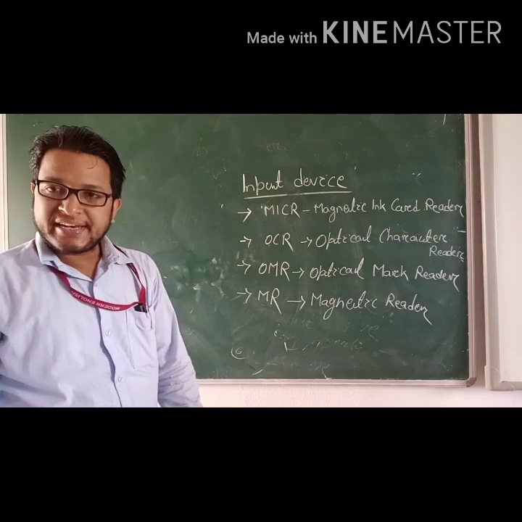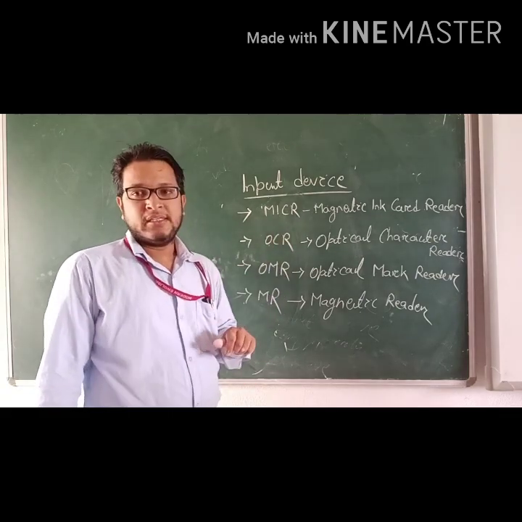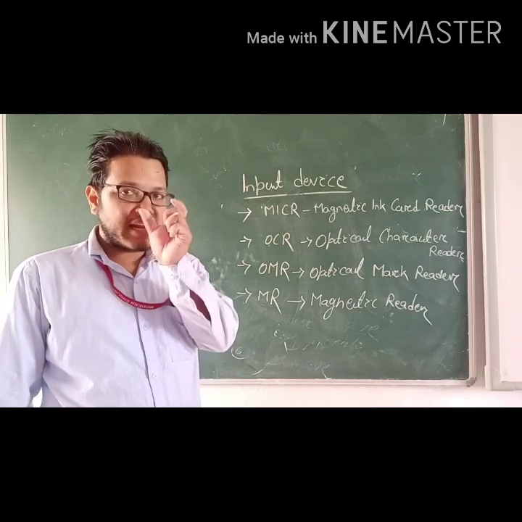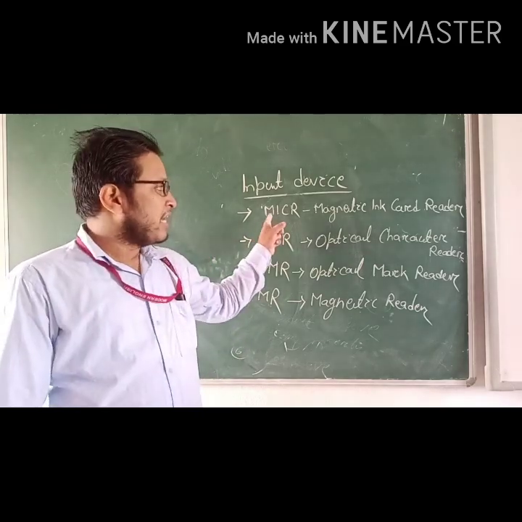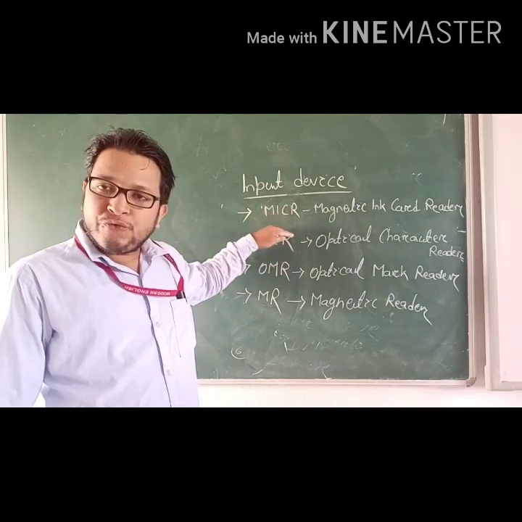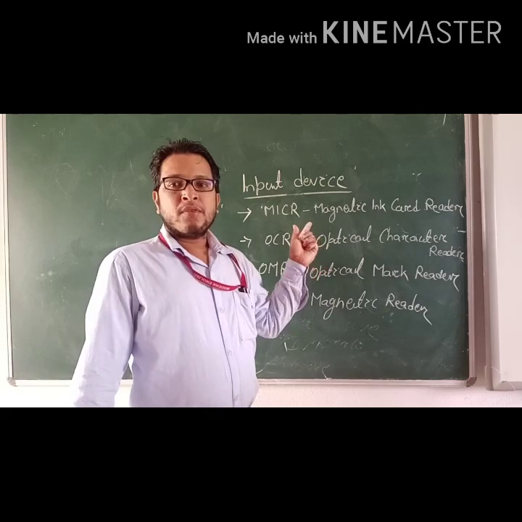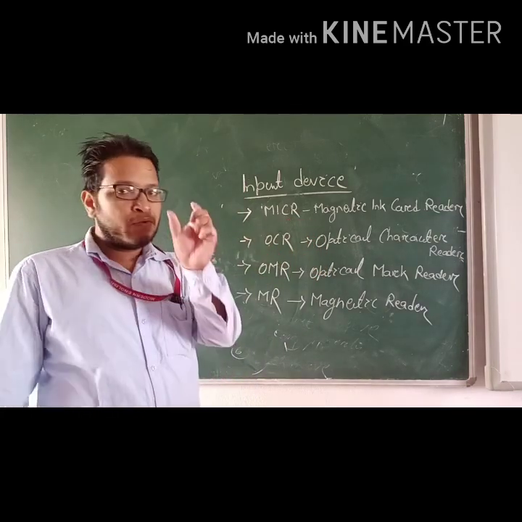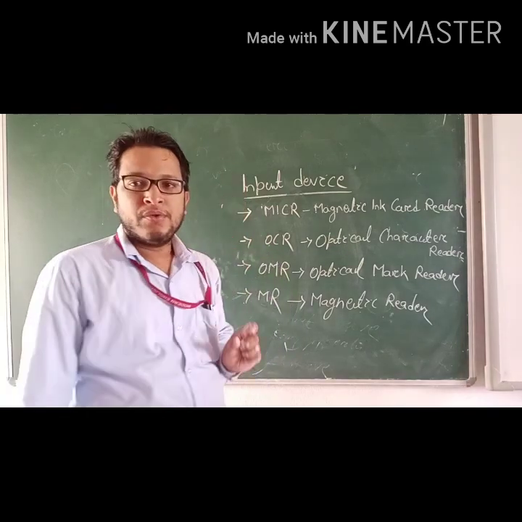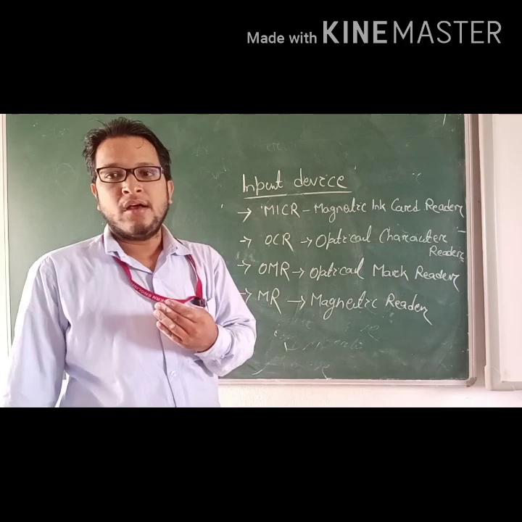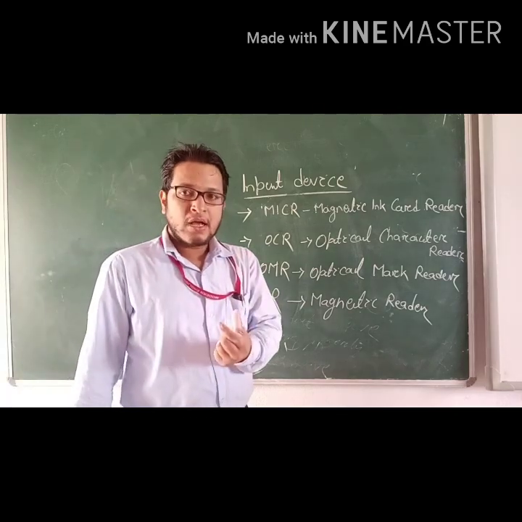First of all, the magnetic ink card reader. This is also one type of input device, in which magnetic information is read, and that magnetic information is available on a check. This type of input device is used mostly in banks, and now it is also used in the post office. In the checkbook, one is the bank code, and another is the check number. By the help of the bank code and check number, the banker can easily take the information of which person the checkbook is named for, that person's account number, and how much balance there is.